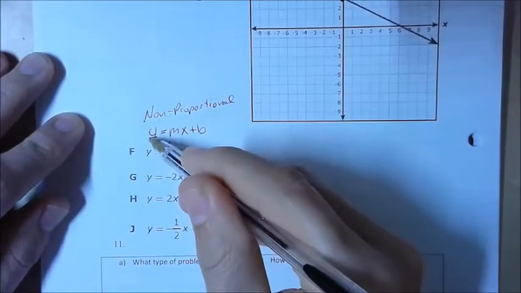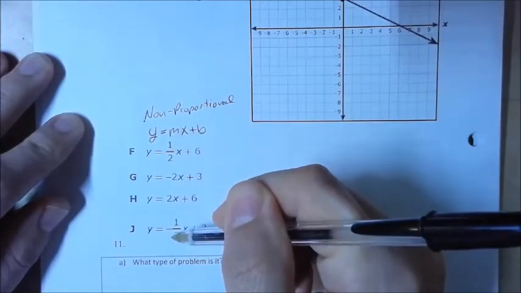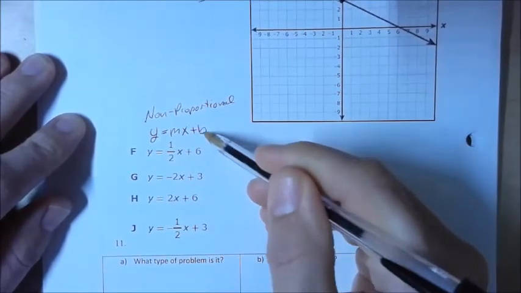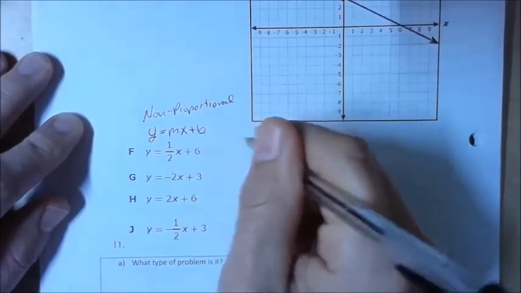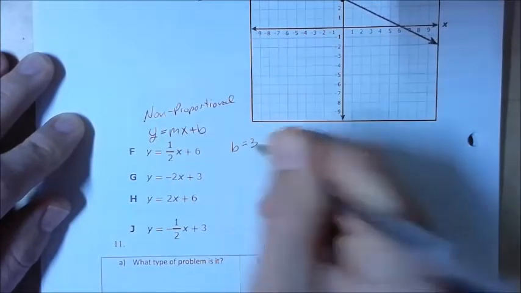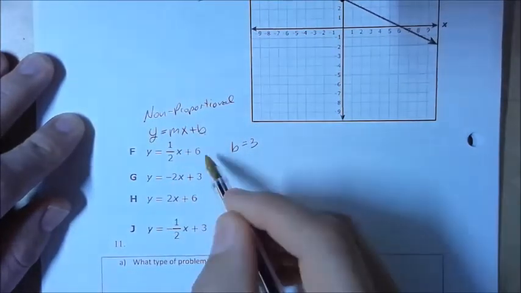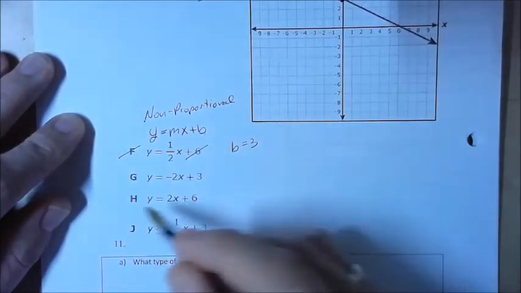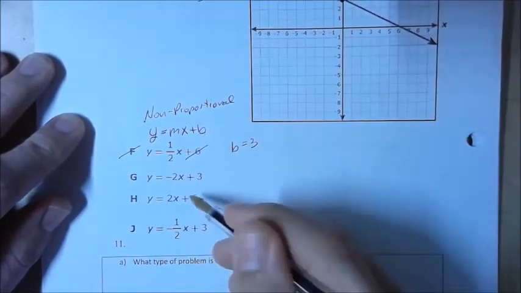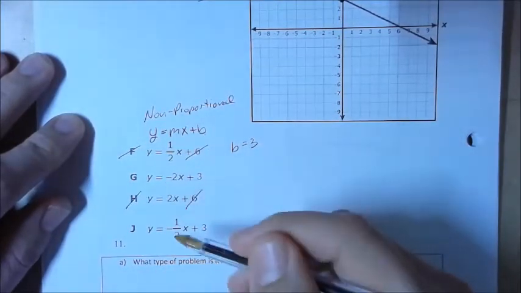So here's my y's down here, right? That's all good. Here's my slope. We don't know that yet because we haven't counted it. What we do know is our b. We know our y-intercept is equal to 3. So b is equal to 3. So I can eliminate any of these answers that doesn't have a 3. For instance, F has a 6, so F's not a choice. H also has a positive 6. That's not a choice. So now I just have either G or J.